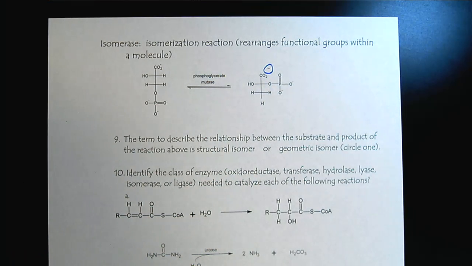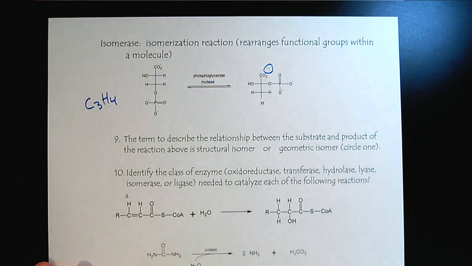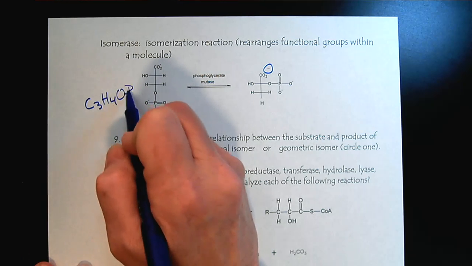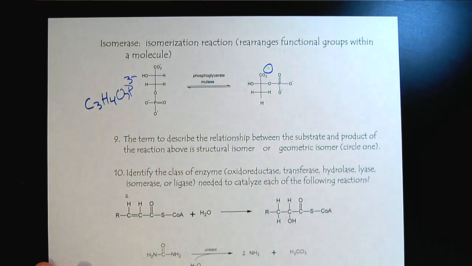So when you feel stuck, like, I don't see anything different, do a quick inventory, right? We'll see that we have 3 carbons, 4 hydrogens, 7 oxygens, and a phosphorus with a net charge of -3.